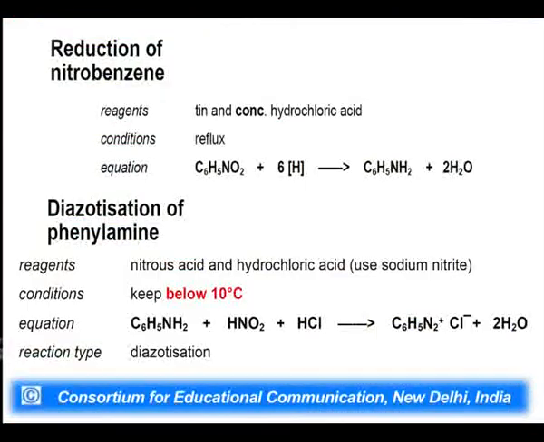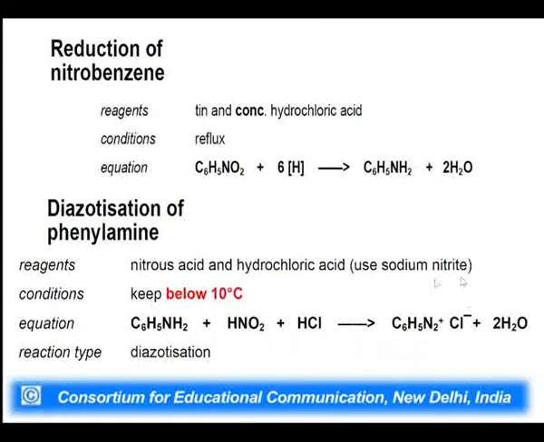We know nitrous acid is unstable and it has to be prepared in situ, that is in the reaction medium. So we react sodium nitrite with HCl, when we get HONO. We keep the reaction temperature below 10 degrees, when we get benzene diazonium chloride.